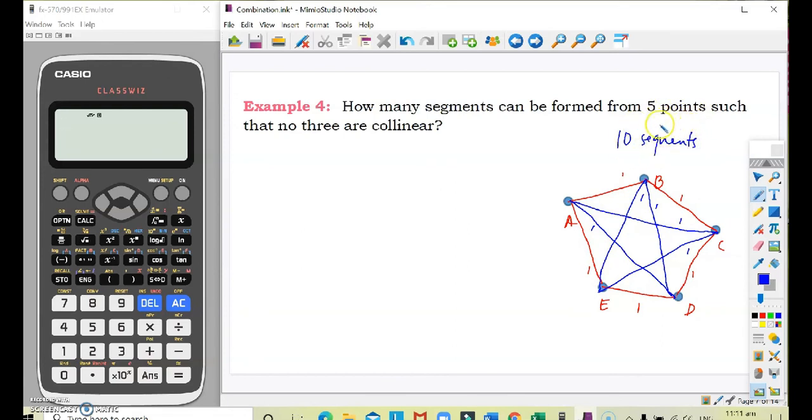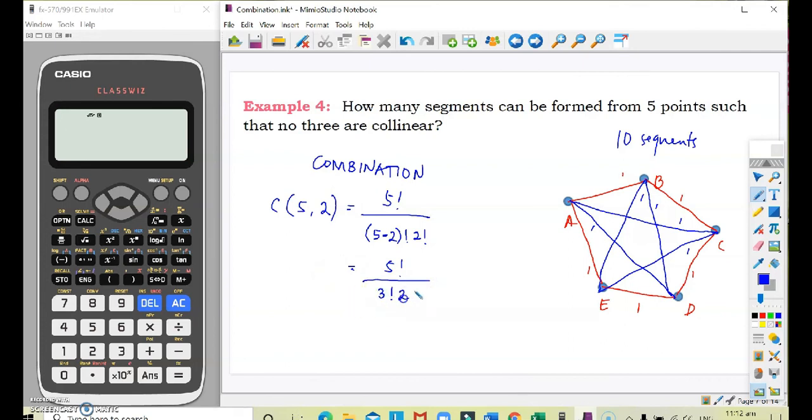But notice that to be able to form a segment, you need 2 points out of the 5 points, correct? So definitely, we can use combination in this type of problem. How are we going to do that? We can actually get 5 choose 2. Why 5 choose 2? You have 5 non-collinear points, and to form a segment, you need 2 out of these 5 items. We have 5 factorial over quantity 5 minus 2 factorial times 2 factorial. That will give me 5 factorial over 3 factorial times 2 factorial.